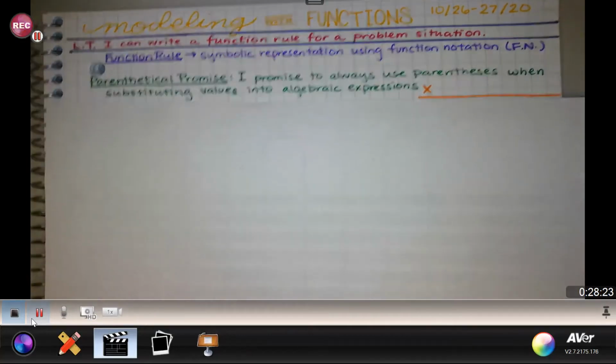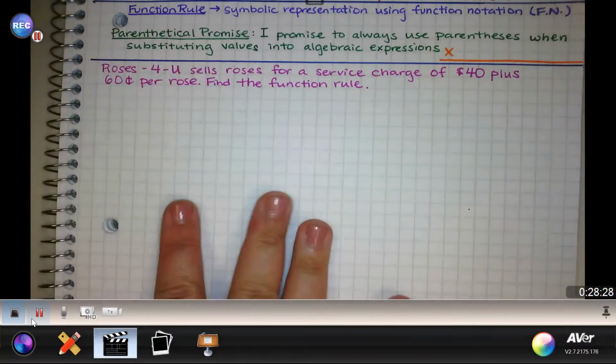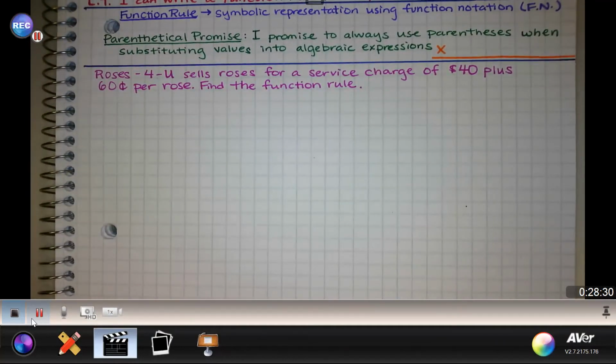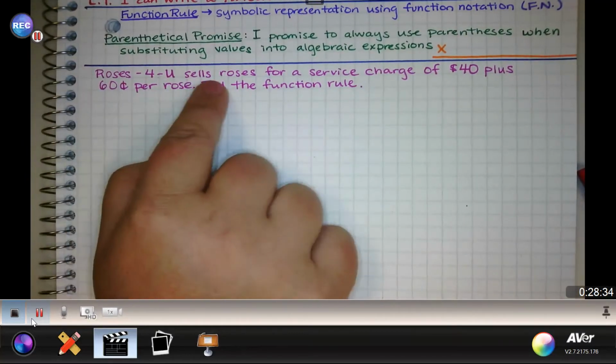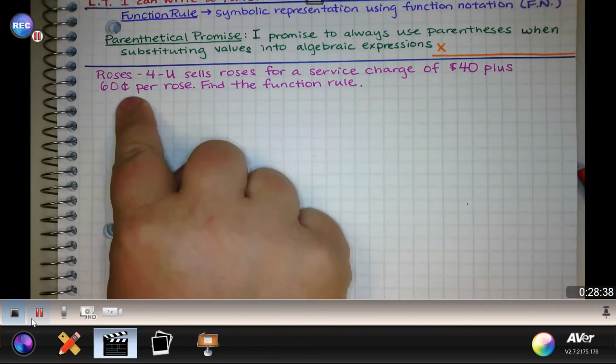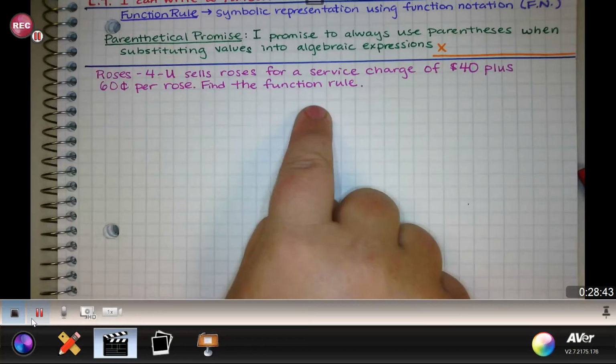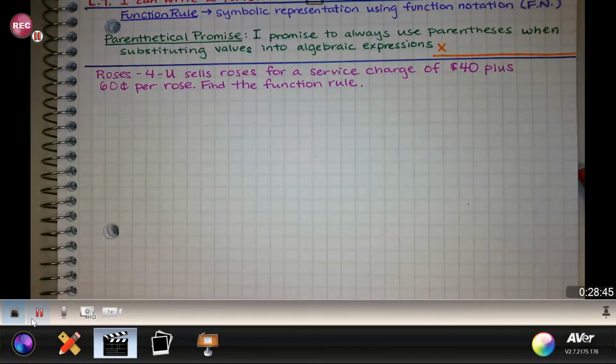All right. Now, I'm going to do an example. And the example is about roses. We're going to do a lot with roses next class. It says Roses for You, which is a company I made up, sells roses for a service charge of $40 plus 60 cents per rose. Find the function rule. Okay, so we want to model this situation with a function rule.